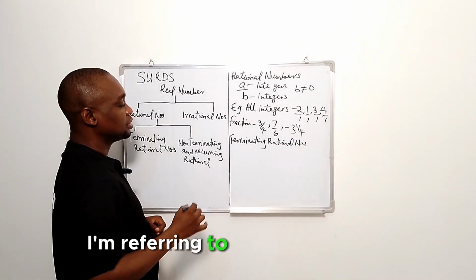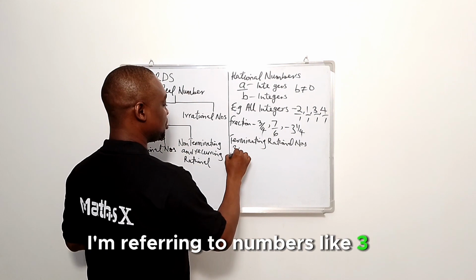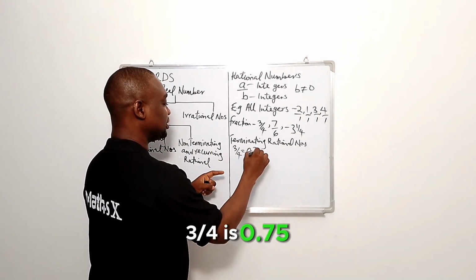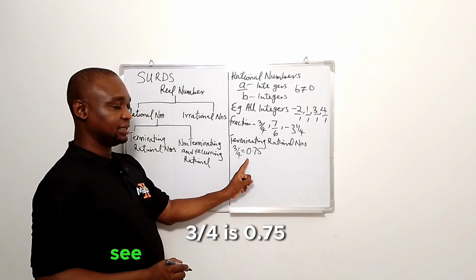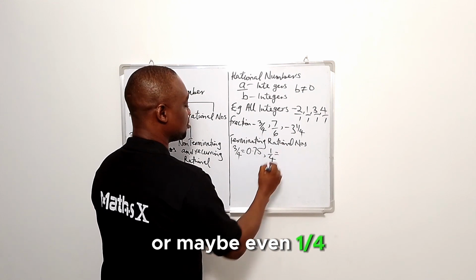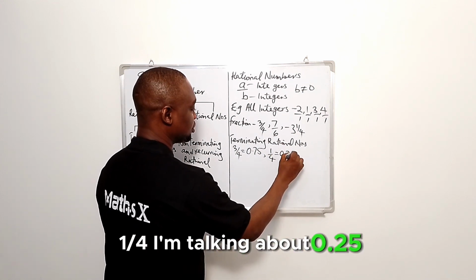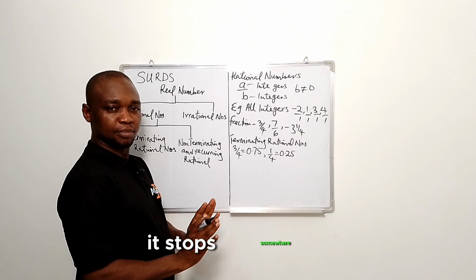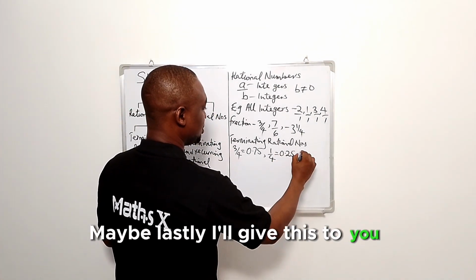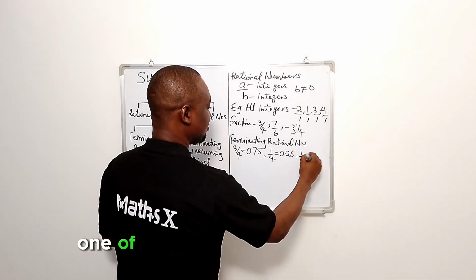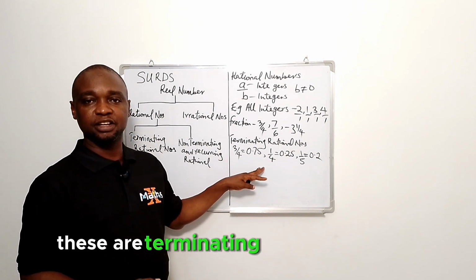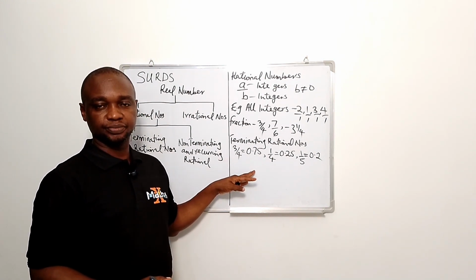I'm referring to numbers like 3 over 4. 3 over 4 is 0.75. See, the decimal terminates. Or maybe even 1 over 4, which is 0.25. It stops somewhere. Maybe lastly, how about 1 over 5? 1 over 5 can be expressed as 0.2. These are terminating rational numbers.